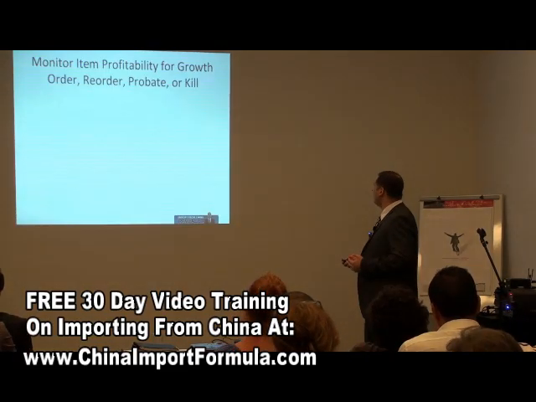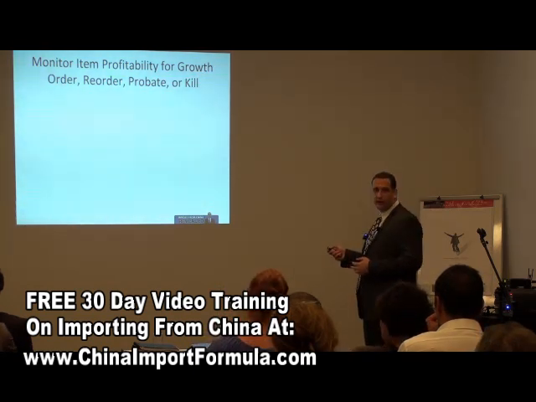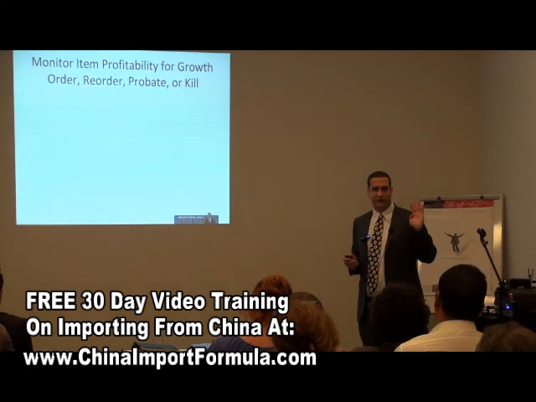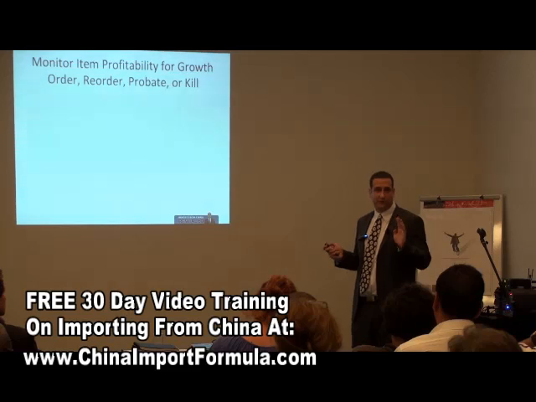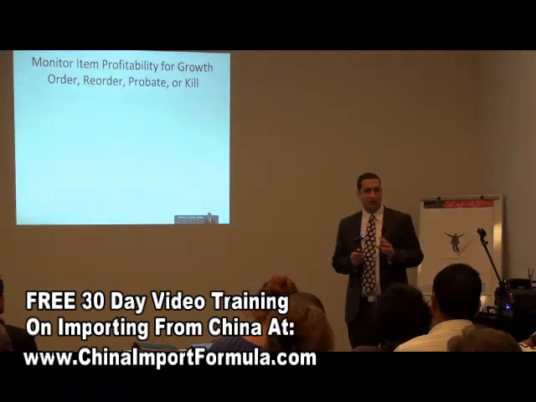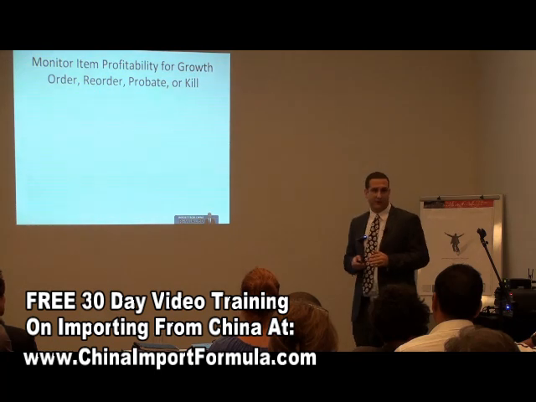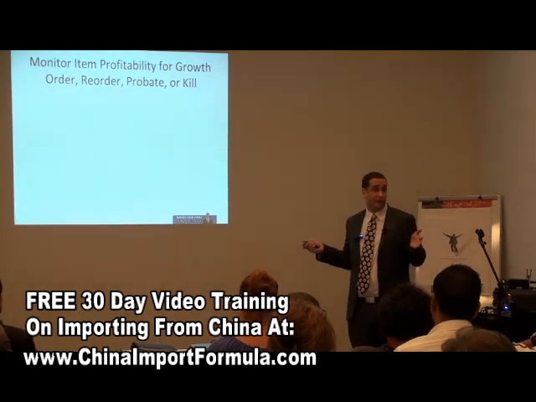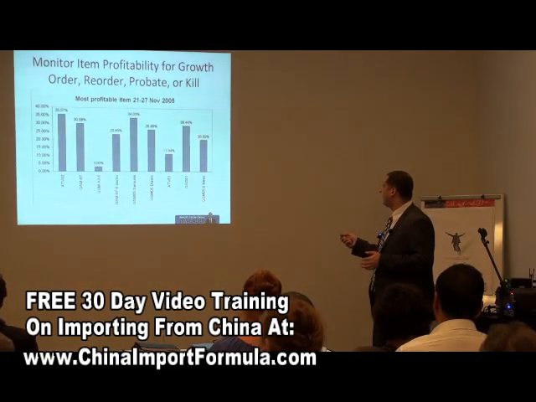Okay, so here's what you need to do, and this is pretty much the crux of my business. Importing can be only 4 decisions, if you want to make it simple. I love things simple. You can only do 4 things with a product. You can order it, reorder it, and when do you reorder it? When it's making you money. Probate it when it's kind of on the fence, or kill it if it's just not a successful product. So here's an example of those items broken up by percentage.